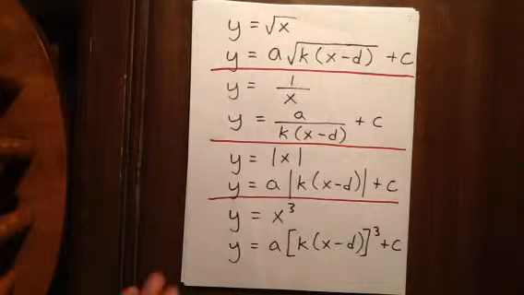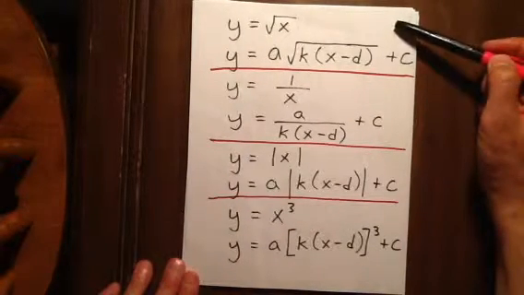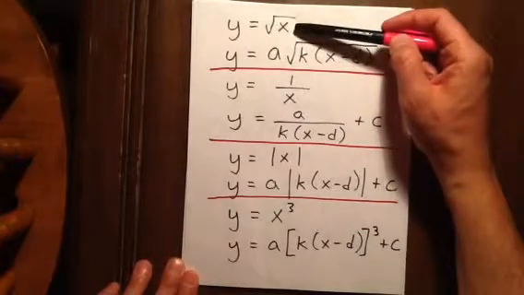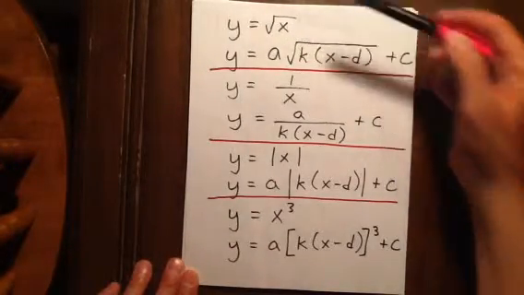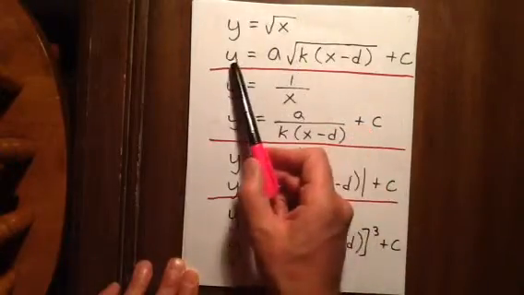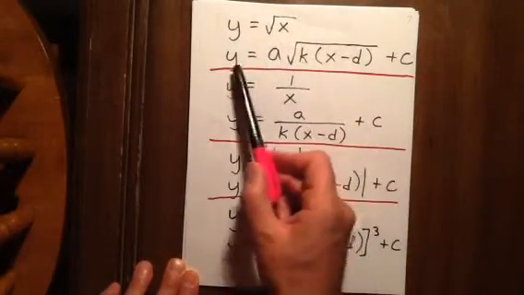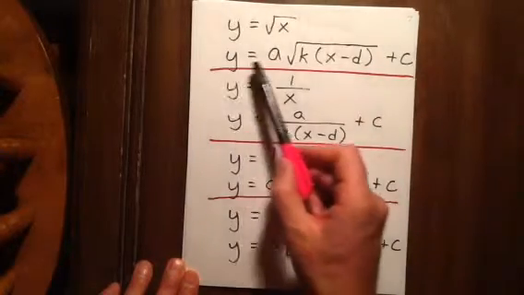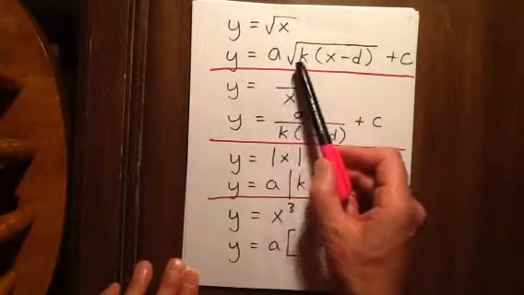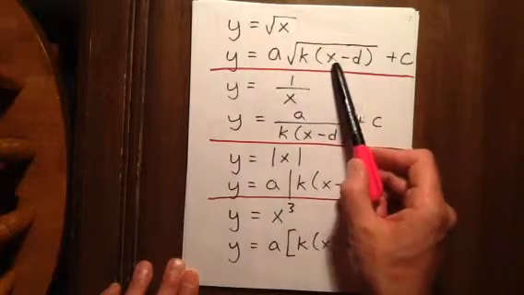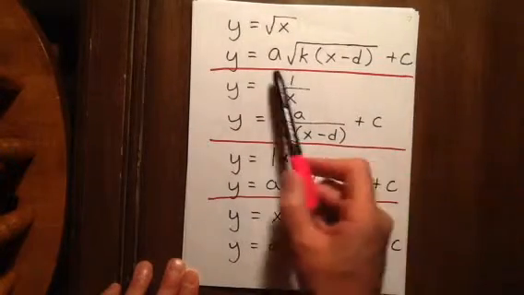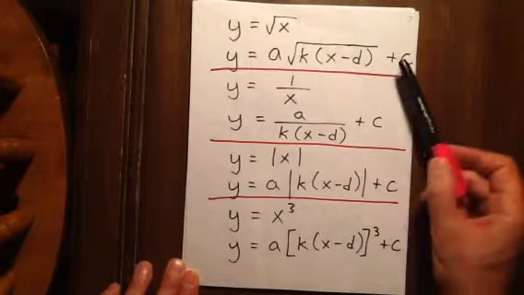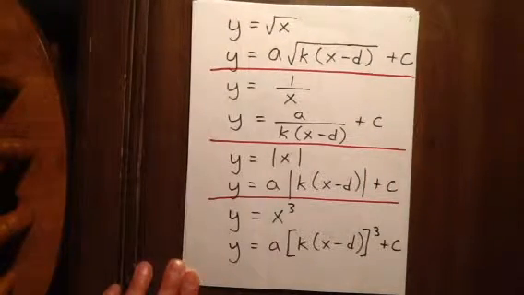Now, we've dealt with, in a previous lesson, 4 parent functions. One of them is y equals the square root of x. Well, if y is the square root of x, then is our parent function, then what we want to do is get our function in the form y equals a square root of k x minus d plus c. So this would be like a f of k x minus d plus c. We want to arrange it to look like this.